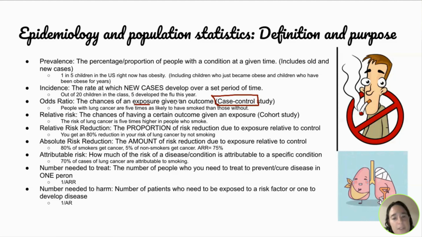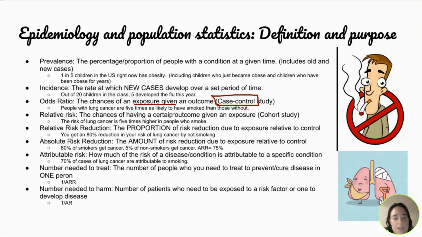So that's chances of an exposure given a certain outcome. People with lung cancer are 5 times as likely to have smoked than those without. So if I gather up the people who have lung cancer and gather up the people who don't have lung cancer, and I look backwards, maybe 20% of them in the lung cancer group smoked, but only 4% of them in the no lung cancer group smoked. I'm looking backwards from whether they have lung cancer or not.